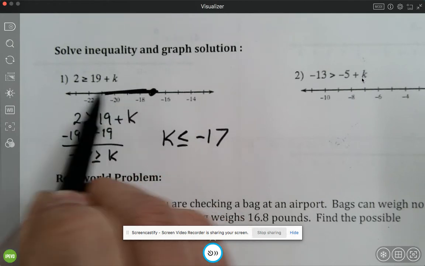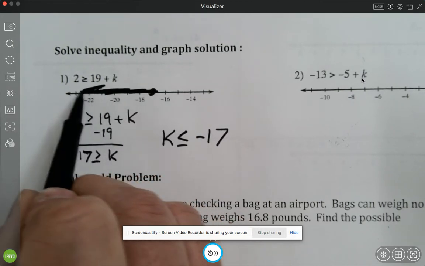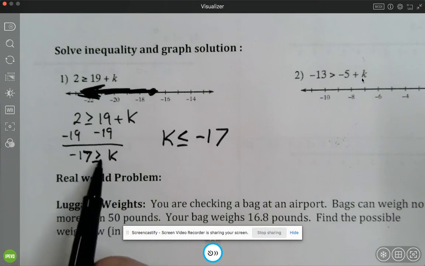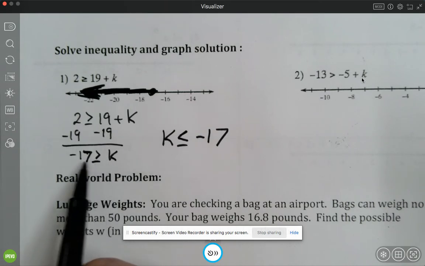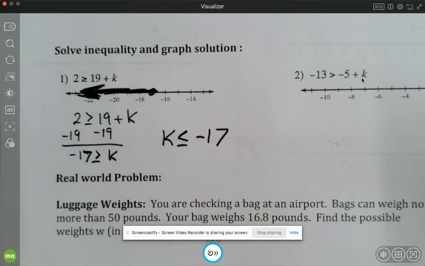So some people like to switch it around. Obviously, I've been doing this for a long time. I'm okay with just having it this way. And I'm like, oh, k is less than or equal to negative 17. I'm going to shade that way.